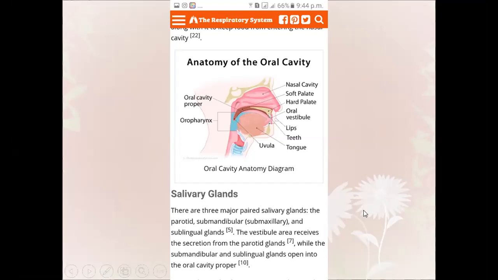Then we have the salivary glands, which are again an important part of the anatomy. There are three major paired salivary glands: the parotid, the submandibular, also known as the submaxillary, and the sublingual glands, and other minor salivary glands. The vestibule area receives the secretion from the parotid gland. I'll be explaining it again, while the submandibular and sublingual glands open into the oral cavity proper.